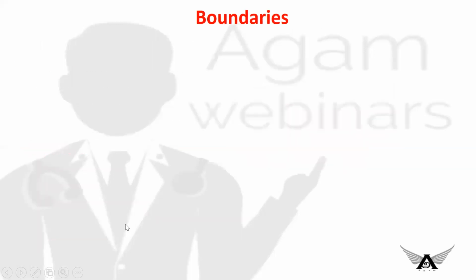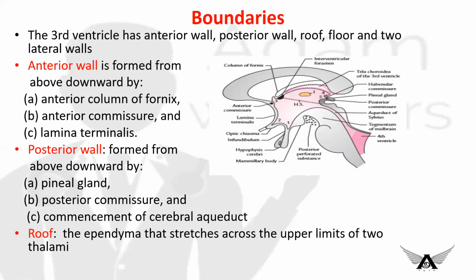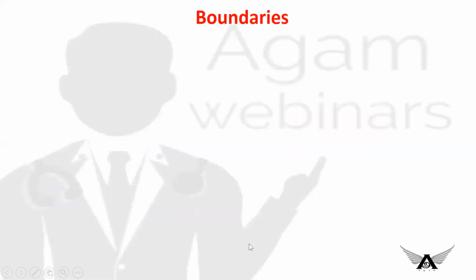Now we will have the roof. The ependyma stretches across the upper limits of the two thalami. So the roof is formed by the ependymal cells, which stretch across the upper limit of the two thalami.